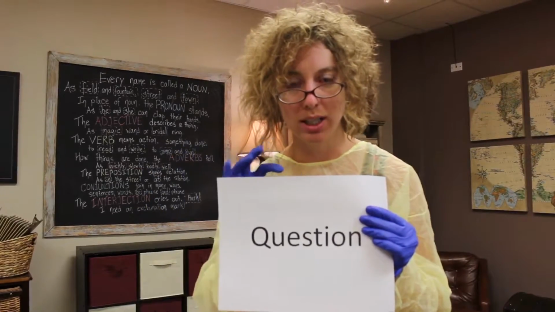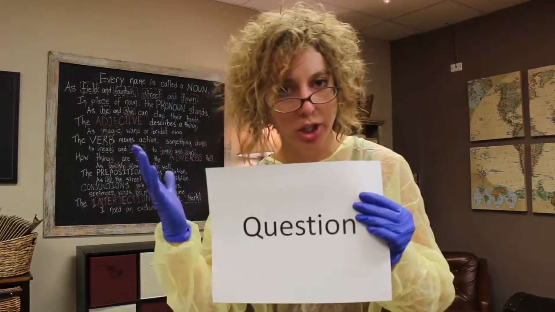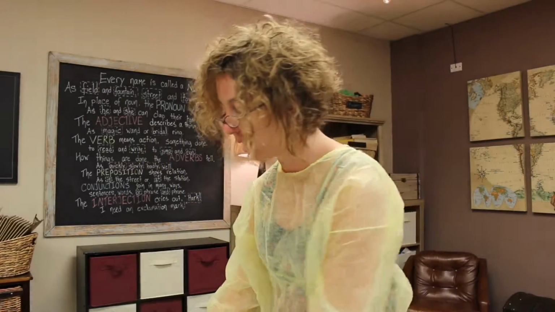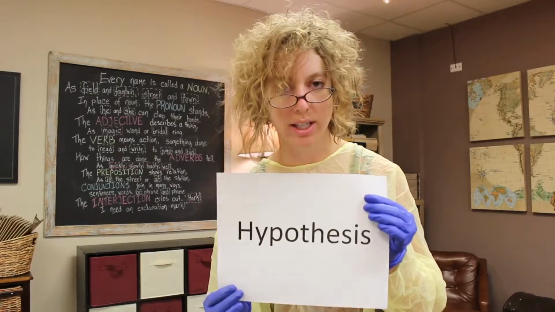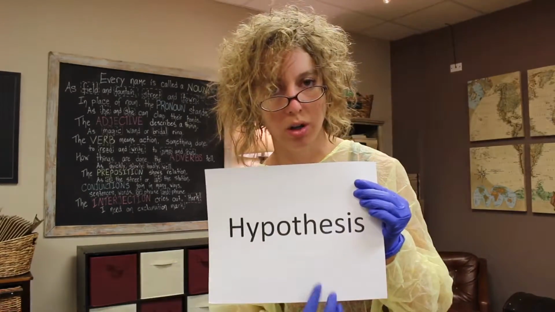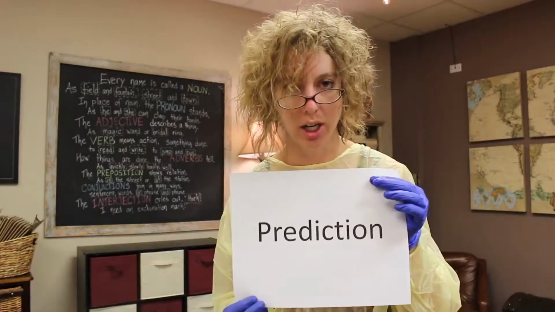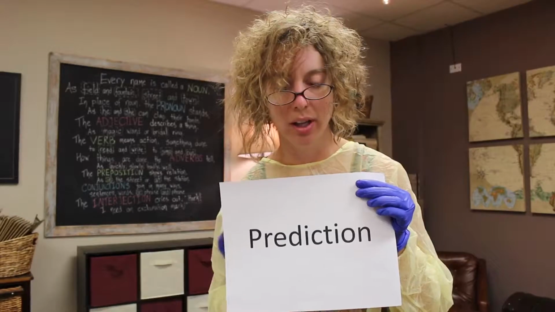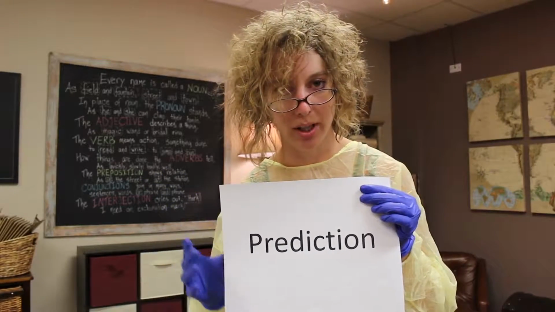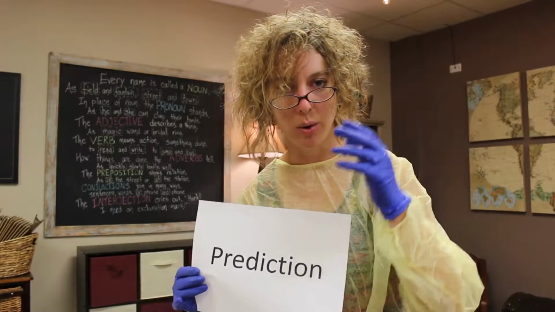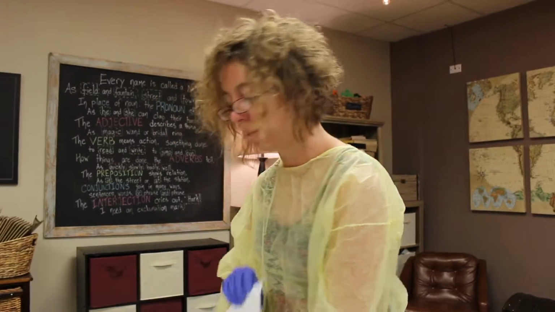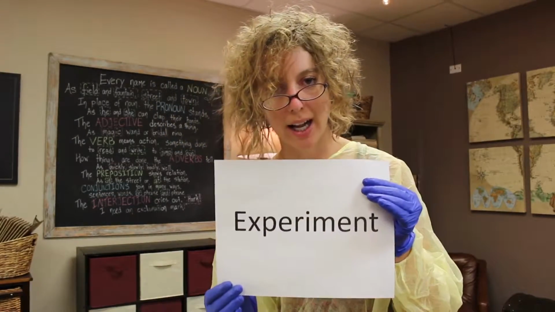So in this process, the very first thing we have is a question that we want an answer to. Before we move on to try to find the answer, we create a hypothesis. Now this is a very big word that pretty much means the same thing as your prediction. What do you think the answer to your question is going to be? That is your prediction or your hypothesis. Once you have your question, you have your prediction of what you think the answer is, then you will create and perform the experiment to find that answer.